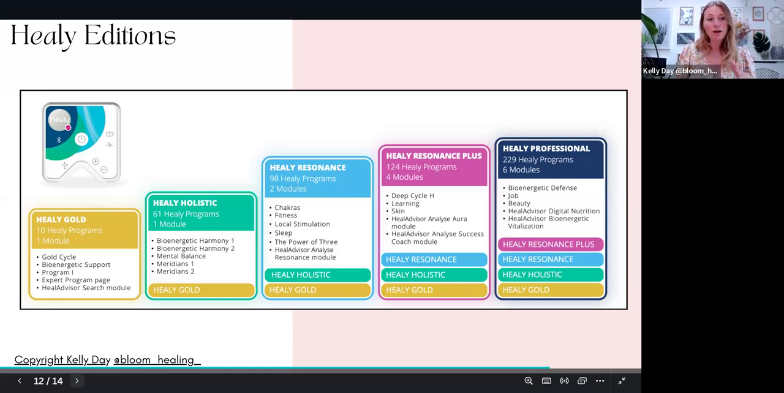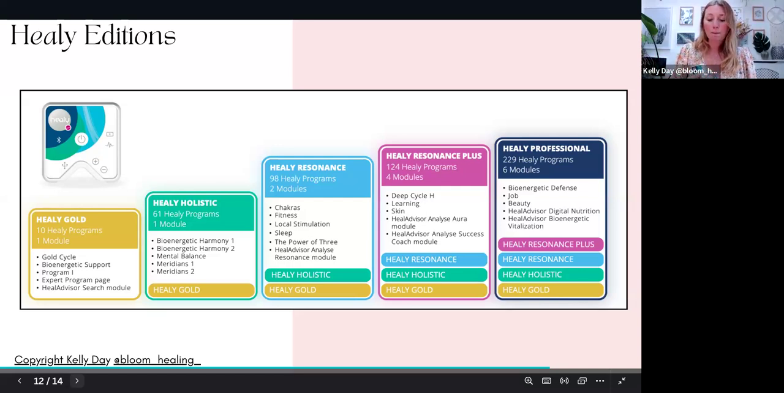So when you buy the Resonance, you not only get all those other programs, so you get the gold, you get everything that comes with the holistic, then you get the chakra programs, fitness, the ones for local stimulation, which are any kind of chronic pain, migraine, insomnia, anything like that. There's various different programs. You can apply the sticky pads to specific areas. You get the sleep programs, power of 3, but you also get the function to analyze the bioenergetic field when you get Healy Resonance or higher edition.